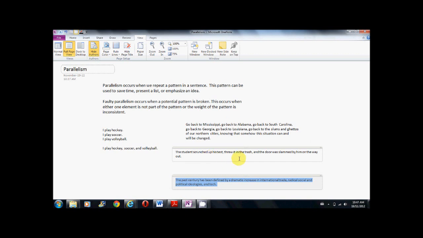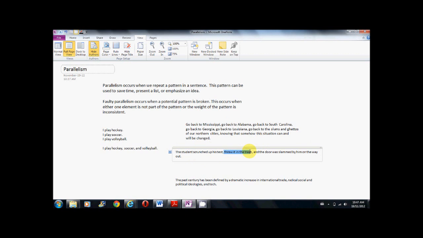The student scrunched up his test, threw it in the trash, and the door was slammed by him on the way out. So we have our pattern, right? We have scrunched up his test, right? It's a phrase. We have scrunched up as a verb.